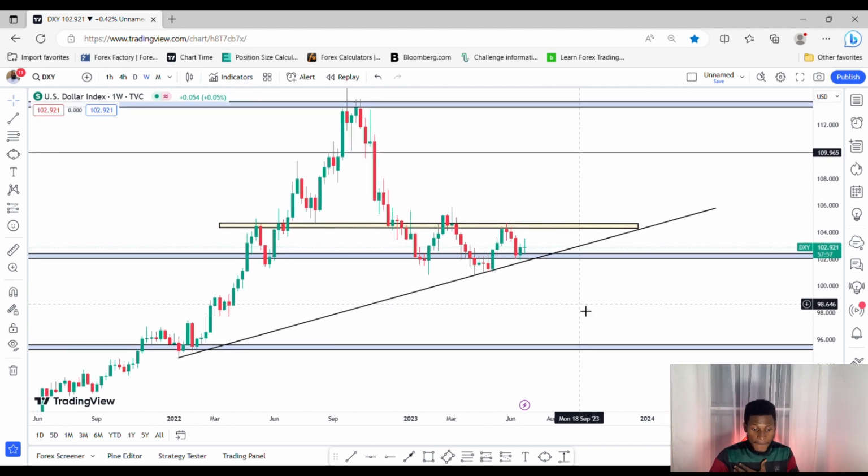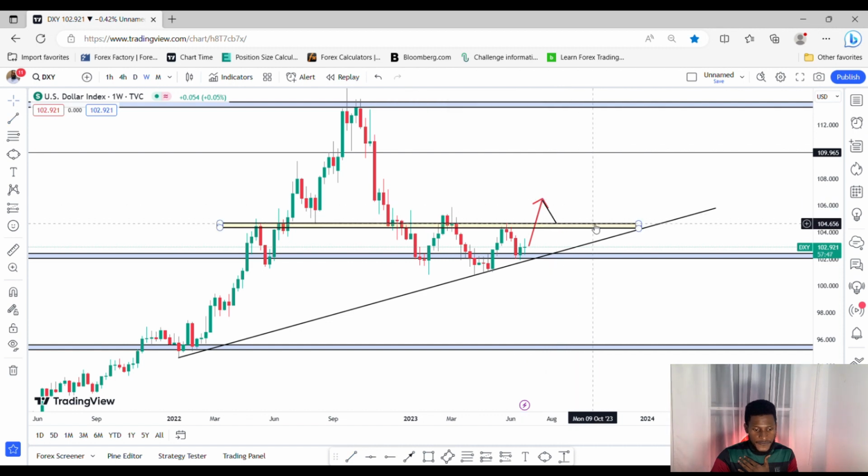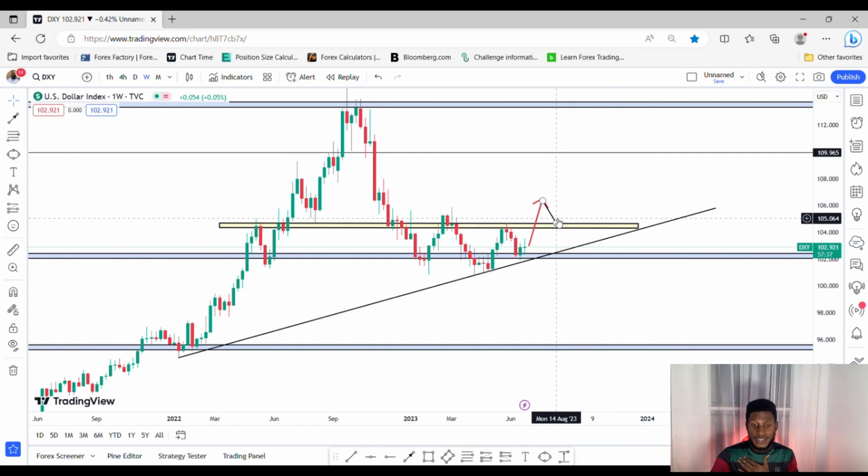So basically, I'm expecting something like this to happen. A breakout, a retest to the support level of about 104, and an upward push to about 109. So this is exactly what I'm looking forward to seeing the dollar do in the next 1 or 2 months.